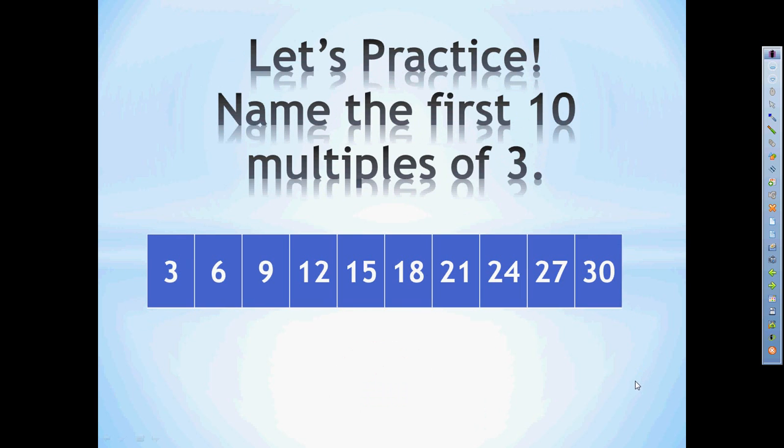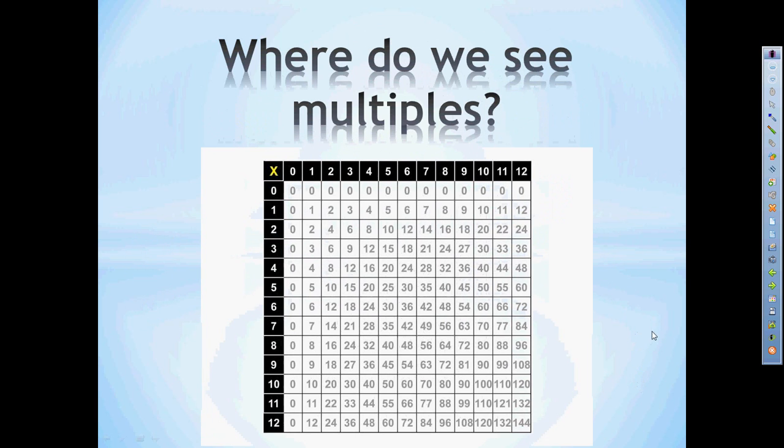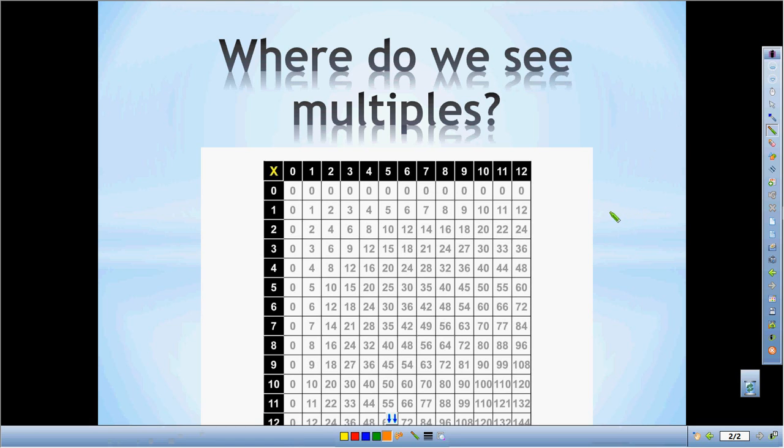Where do we see multiples? Well, probably the place you've seen them most often is in a multiplication table. So we learned about the multiplication tables in elementary school, and we've used them ever since.